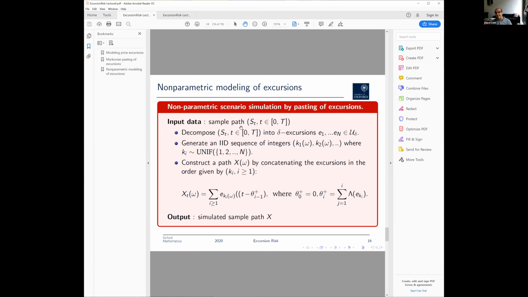The case where X and S have exactly the same law is the special case of a strong Markov process, but more generally, if the law of the sequence of delta excursions is exchangeable, not IID, but exchangeable, that is enough, then X and S have the same law. What are these processes for which the delta excursions are exchangeable but not IID? Well, they are called regenerative processes or something like that.